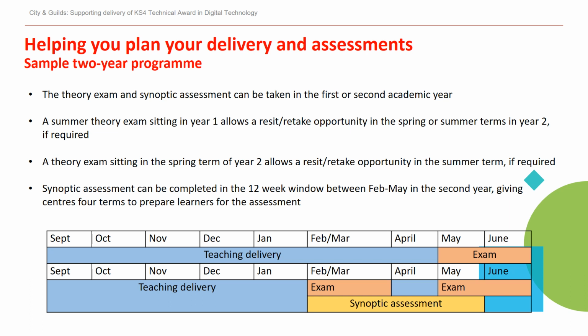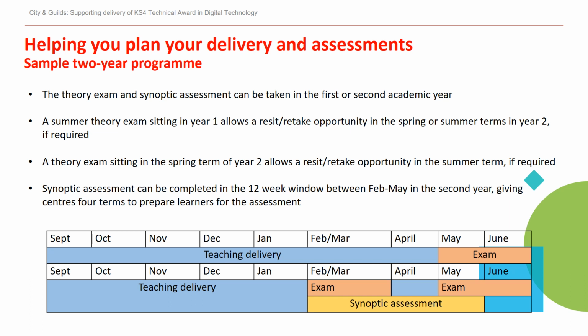Now, centres will be able to release their synoptic assignment to learners in February. In this year, the date was February the 4th when synoptic assignments went live. This date will be altered every year and will be available on the website. All the evidence of synoptic assessment must be submitted in May, and the date again will be on the website. This year it is May the 17th.